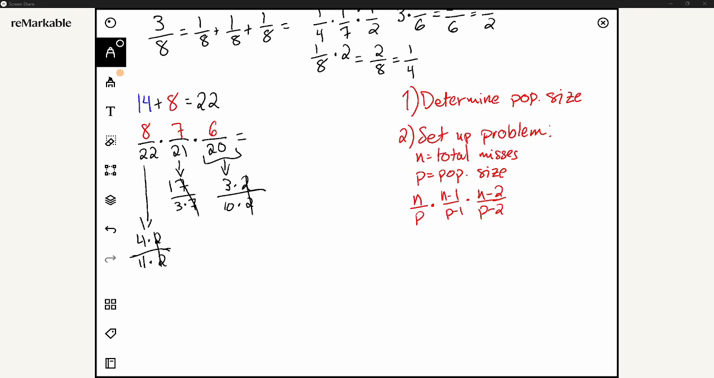So we see that instead of having to deal with 8 22nds times 7 21sts times 6 20ths, we actually end up with 4/11 times 1/3 times 3/10. But it actually gets even easier, right? Here we have a 3 and a 1/3. They cancel out. On top of that, this is 2 times 2. This is 5 times 2. And so these will cancel out. And we end up with a 2 out of 55 chance to miss.